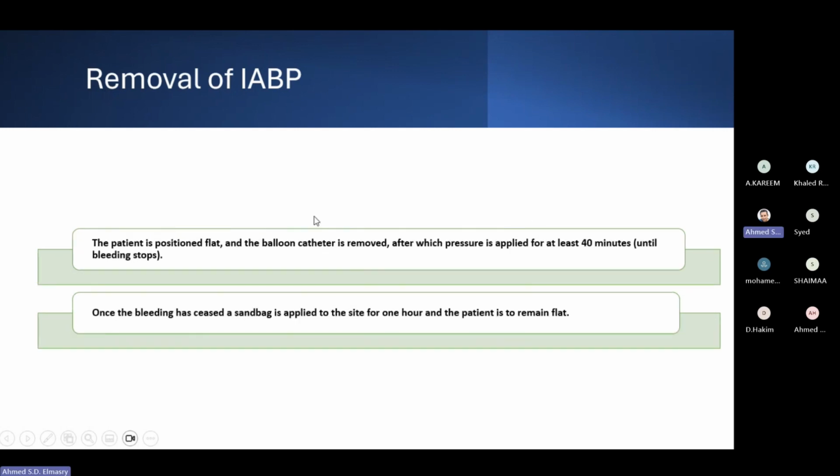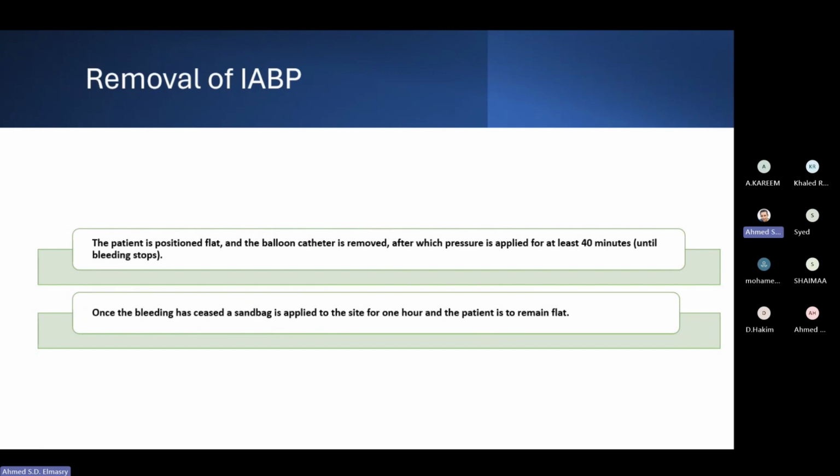And the patient should be positioned flat, and the balloon catheter is removed, after which pressure should be applied for at least 40 minutes. Usually we use a device which is called femostop. This pressure device will be applied at the site of the puncture of the catheter. It should be applied for 40 minutes until the bleeding stops.